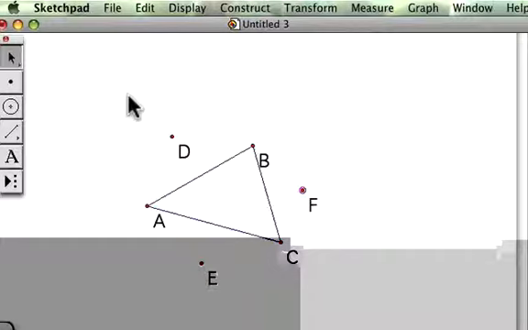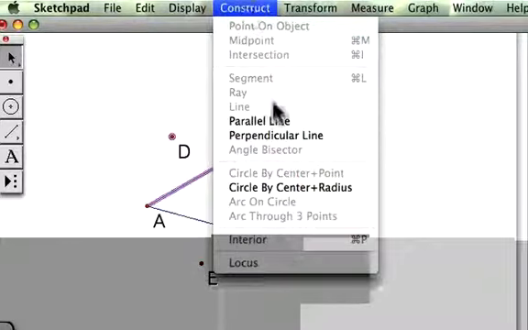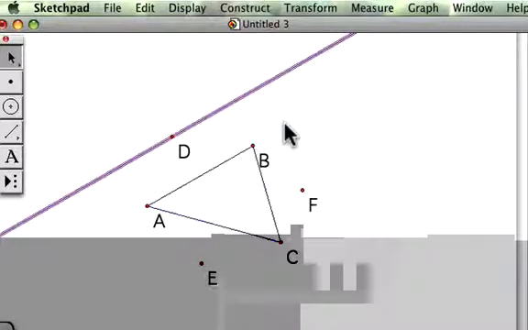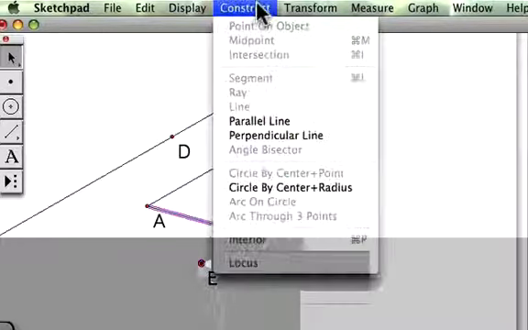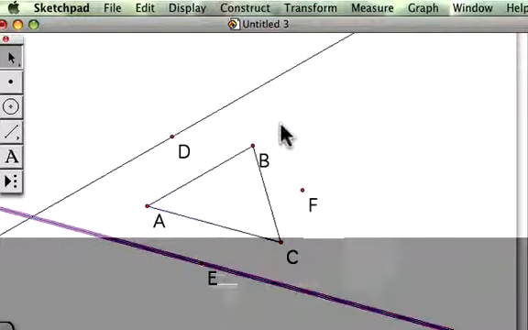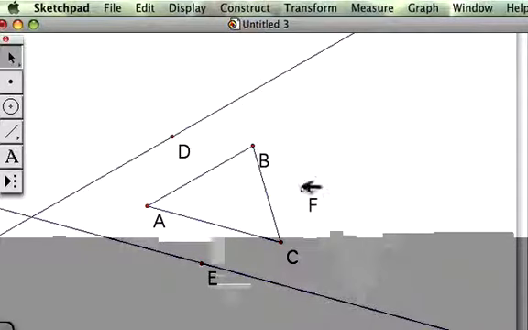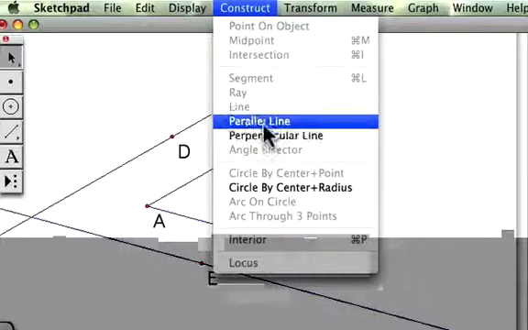And then we're going to click on the select tool, and you're going to select D and line segment AB. From the Construct menu, you're going to select parallel line. And you're going to repeat this for the other points. So you're going to select point E and side AC and construct parallel line. And again, deselect everything, select point F and side BC, construct parallel line.